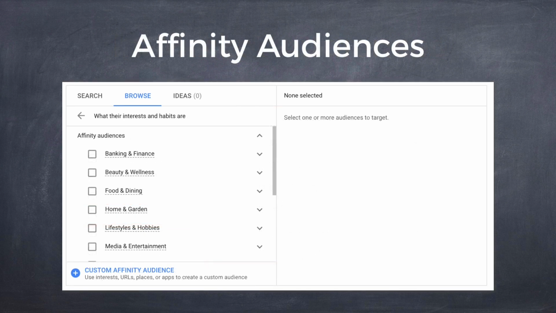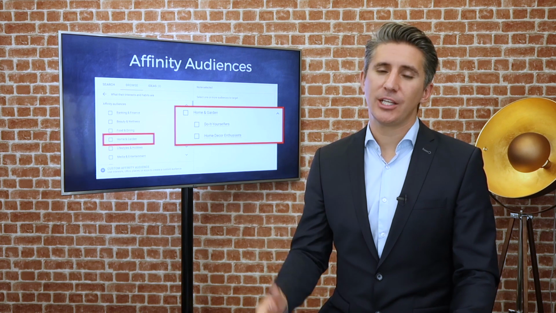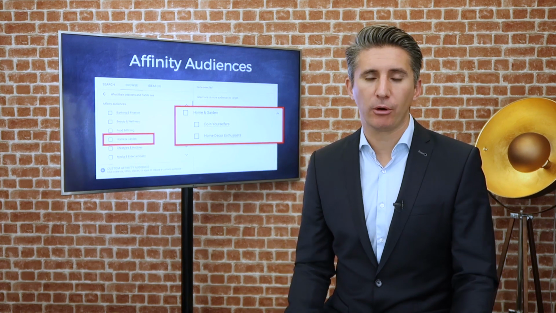And then, of course, we can move into affinity audiences. Again, if you look in here, there are predefined audiences you can select from. I've just chosen one here that says home and garden. If you were to click into that and get into a bit more detail, you can see underneath you've got do-it-yourselfers, and home decor enthusiasts. Now, you might think to yourself, well, they're not relevant to me. That doesn't seem relevant to my product at all.